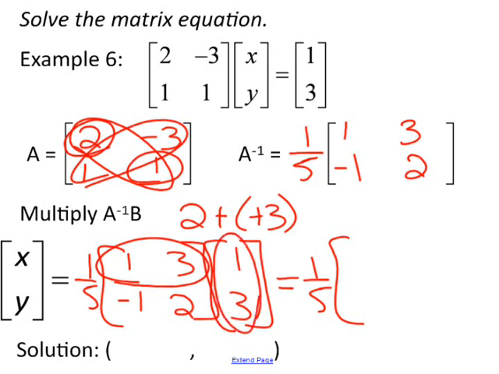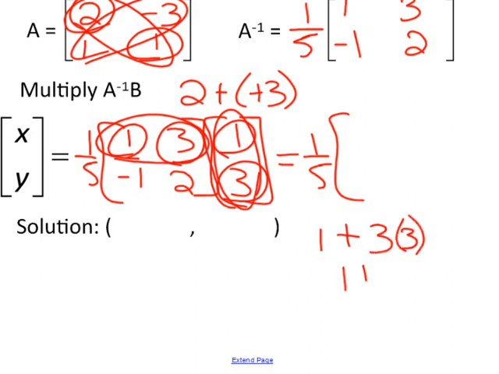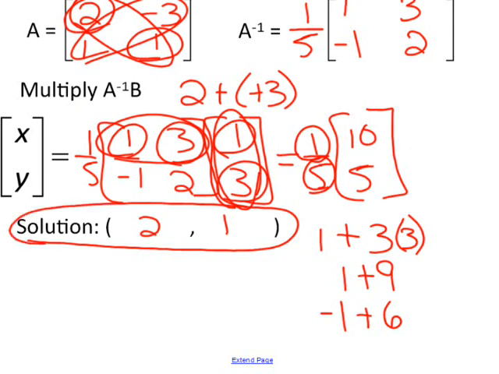Okay. Matrix multiplication, rows and columns. So I have the 1 times the 1 and the 3 times the 3. 1 plus 9 is 10. The second row, I have -1 times 1, which is -1. 2 times 6 is 6. Add those together, I get 5. Last step, we've got the 1/5 on top, so that means I can divide by 5. 10 divided by 5 gives you 2. 5 divided by 5 gives you 1. And your answer is the 2, 1.